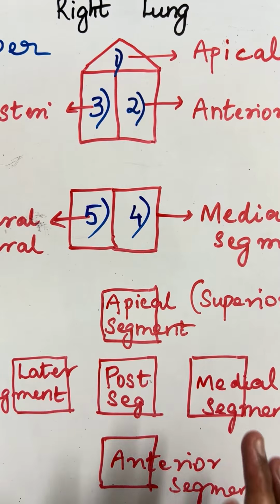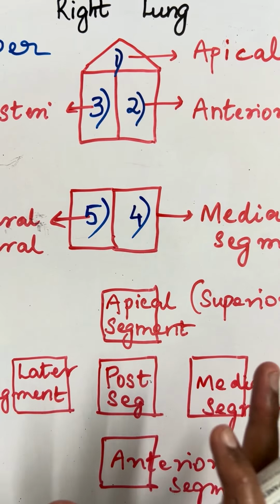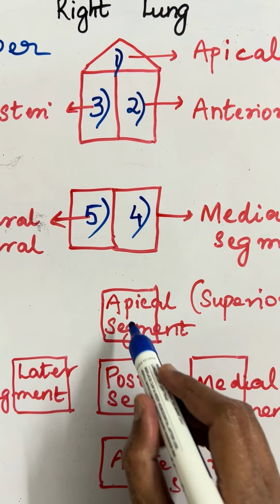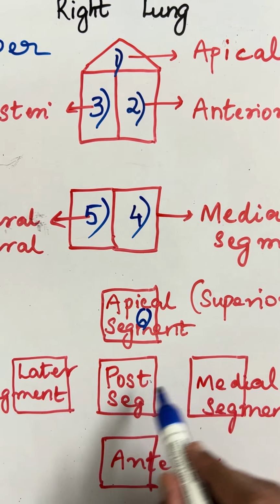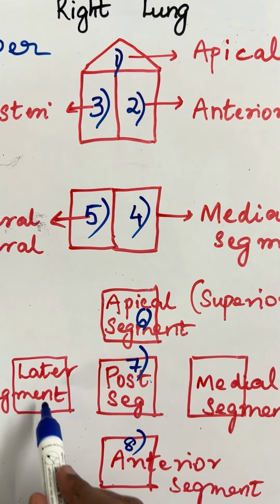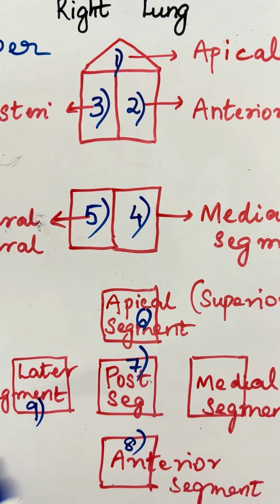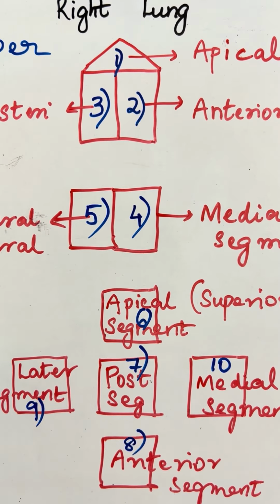basal lobe, there are 5 segments: apical segment, posterior basal segment, anterior basal segment, lateral basal segment, and medial basal segment.